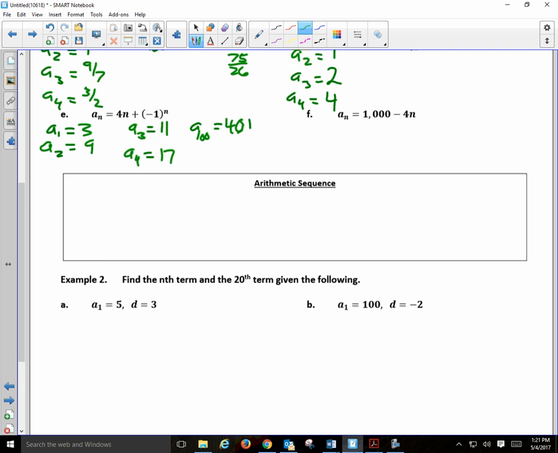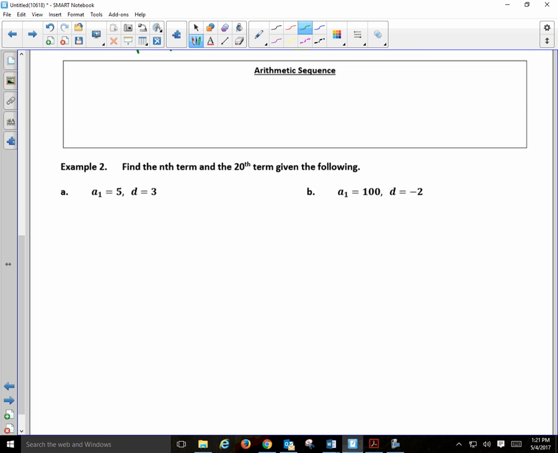All right. So the easiest type of sequence to deal with is what we call an arithmetic sequence. Here's an example of an arithmetic sequence. -3, 1, 5, 9. What's the next term? 13. So an arithmetic sequence has what we call a common difference. And it is linear.